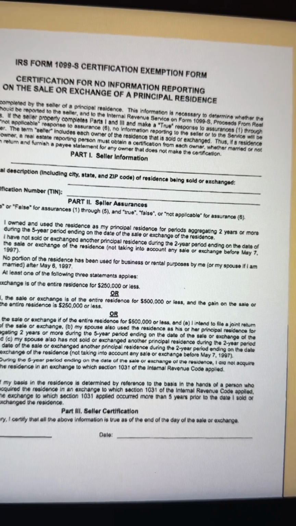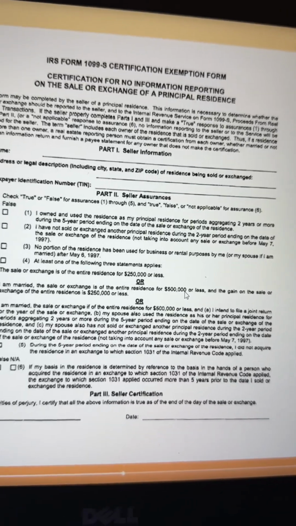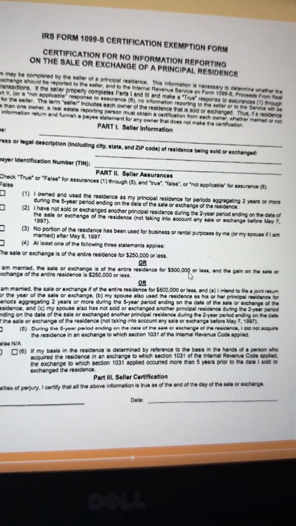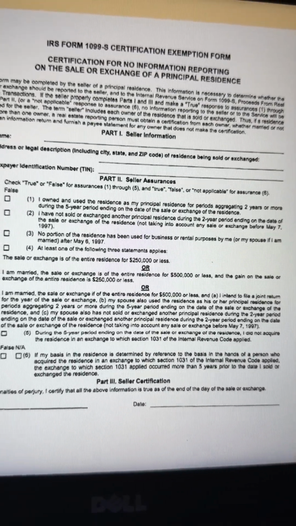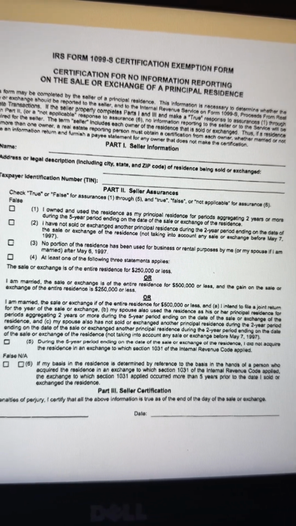Number 3, no portion of the residence has been used for business or rental purposes by me or my spouse, if I am married, after May 6th of 1997. If they didn't use it as a business or rental, it's going to be true.